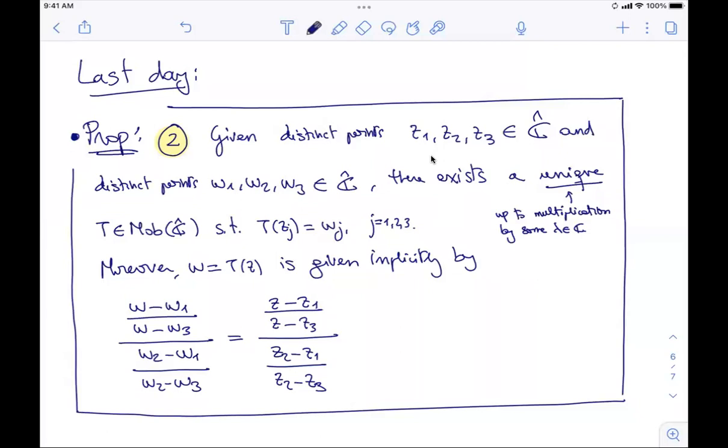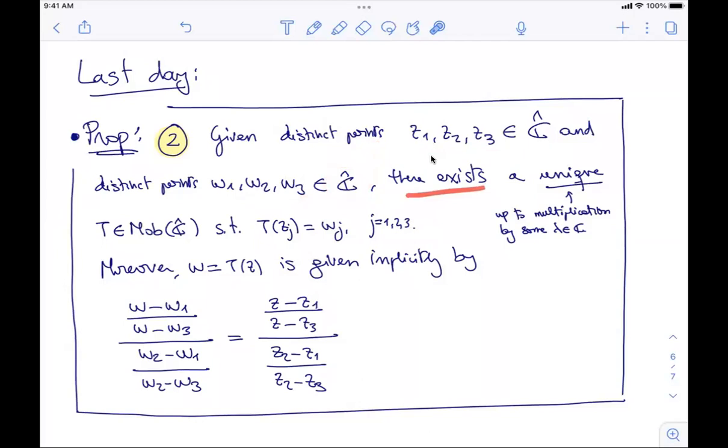In this video, we are going to complete the proof of the proposition that we started last class. Remember, it has two parts. We already proved the first part in a previous video. The second part says that given three distinct points in the Riemann sphere, in the extended complex plane, Z1, Z2, and Z3, and three images, W1, W2, W3, also in the Riemann sphere, this means this could potentially be points of infinity. Okay, one of them could be infinity.